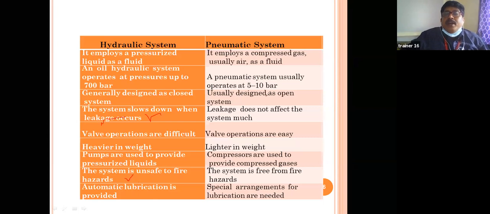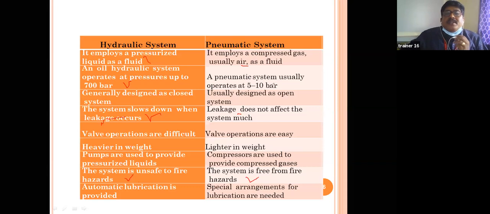Whereas in the case of the pneumatic actuation system, leakage does not happen. I mean, there is no leakage because it is compressed air, right? And it is free from fire hazards. The hydraulic system employs a pressurized liquid, and the pneumatic system employs a compressed gas, usually air, right? And see here, this is 700 bar. So one advantage is there in the hydraulic: 700 bar means this hydraulic actuation system is used to lift heavy loads.